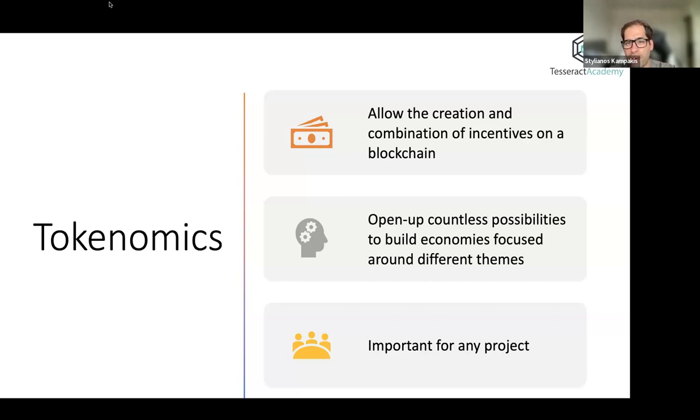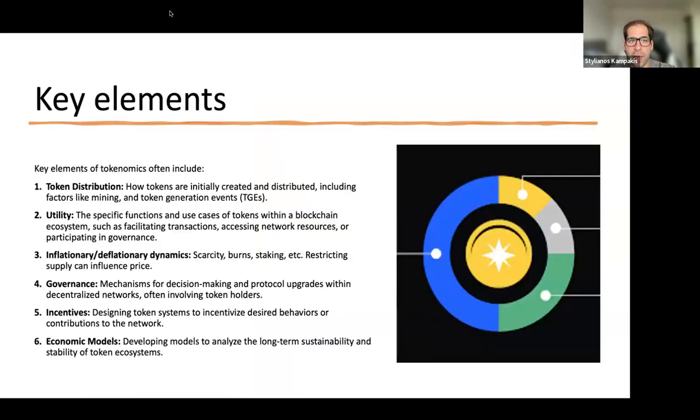And tokenomics has become very, very important for any project. It can easily destroy a project if the token economy is not set up in the right way, but it can also make a project fly if it is. There are various key elements. These are some of the key elements. I don't think that's an exhaustive list, but these are some of the most prominent features of tokenomics.